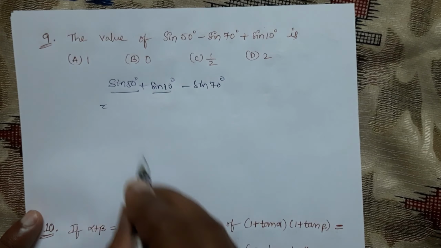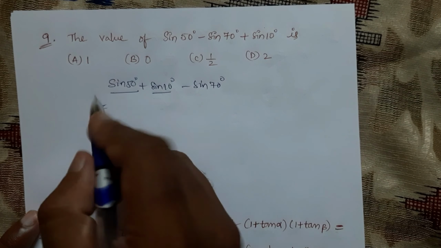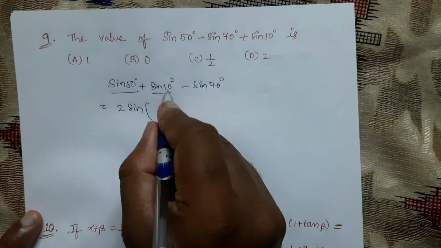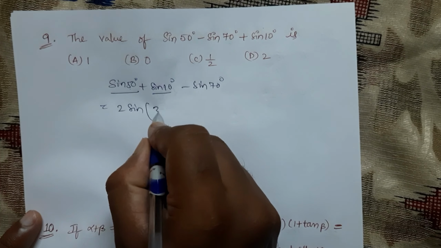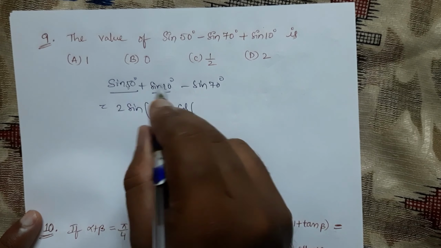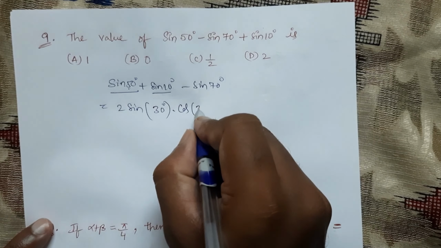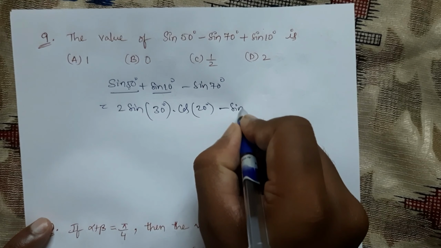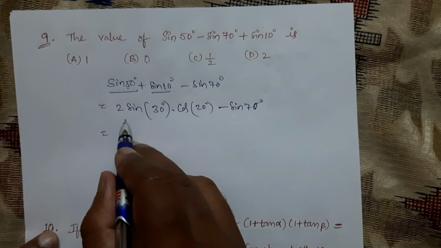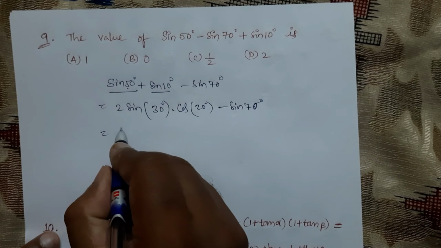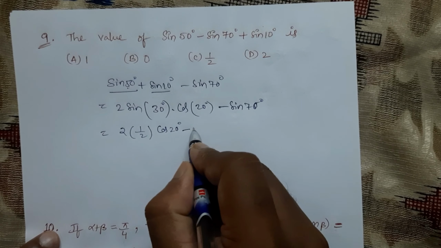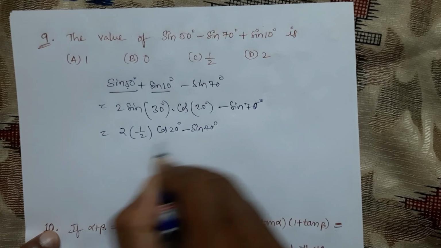First I will consider the sin A plus sin B formula, that is 2 sin of (A plus B) by 2, 50 plus 10 is 60, 60 by 2 is 30 degrees, into cos of (A minus B) by 2, 50 minus 10 is 40, 40 by 2 is 20 degrees, minus sin 70 degrees. Okay, now you see, so this is 2 into sin 30, which is nothing but 1 by 2, cos 20 degrees minus sin 70 degrees.